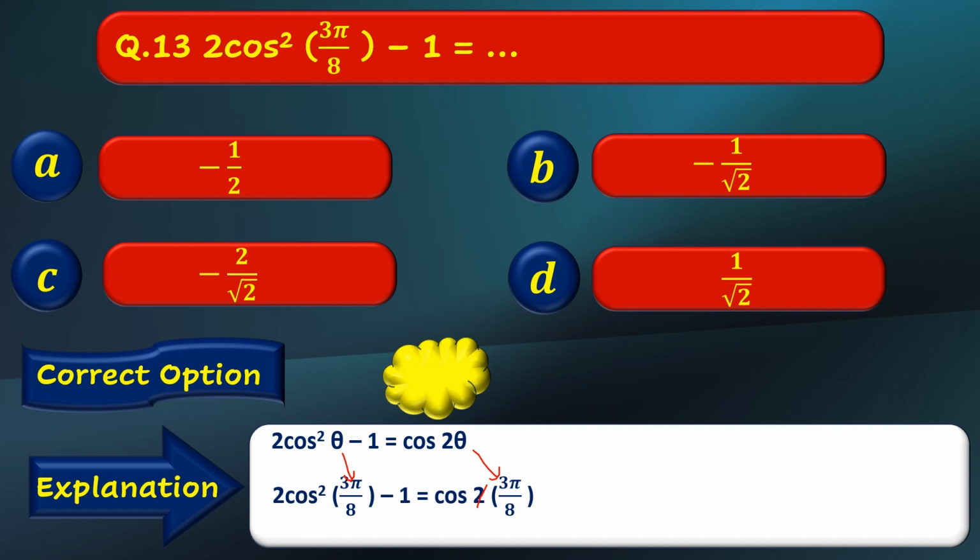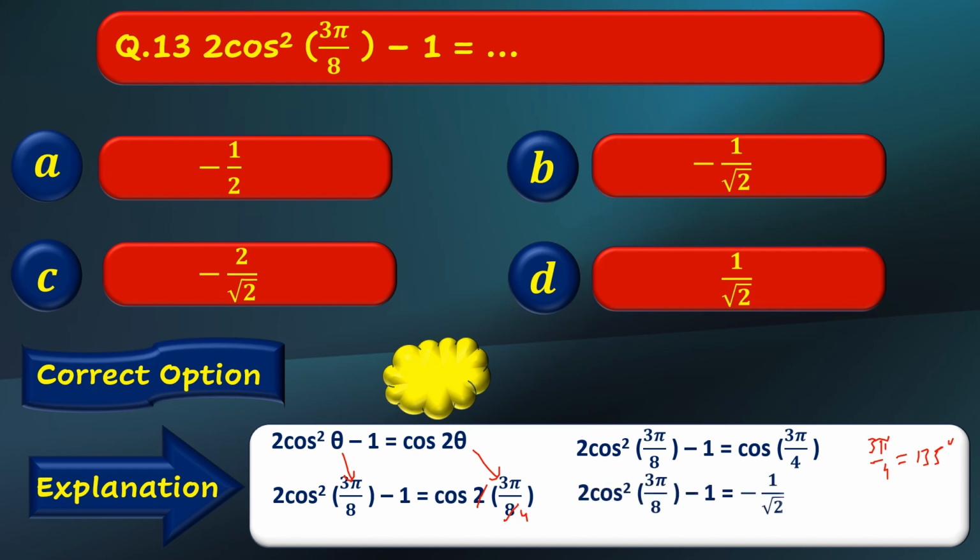Now cancel 2 with 8 and we get 2 cos square 3 pi by 8 minus 1 is equal to cos 3 pi by 4. And as we know that 3 pi by 4 is equal to 135 degrees. Therefore, the value of cos 3 pi by 4 or cos 135 degrees is minus 1 over square root of 2. Therefore, the correct option is option B.